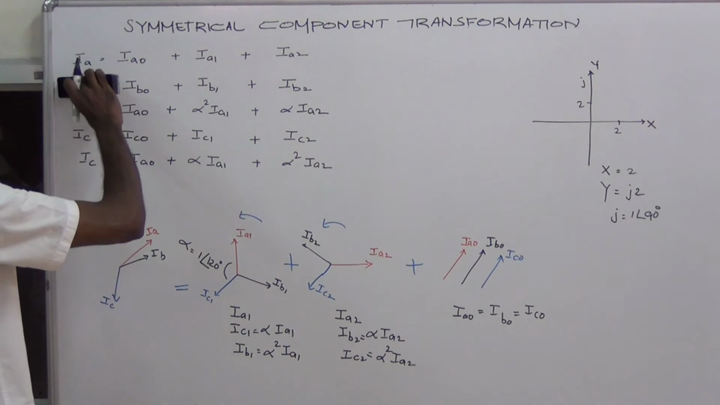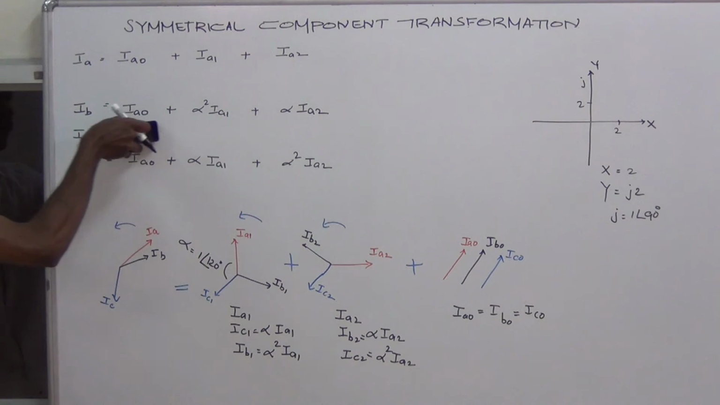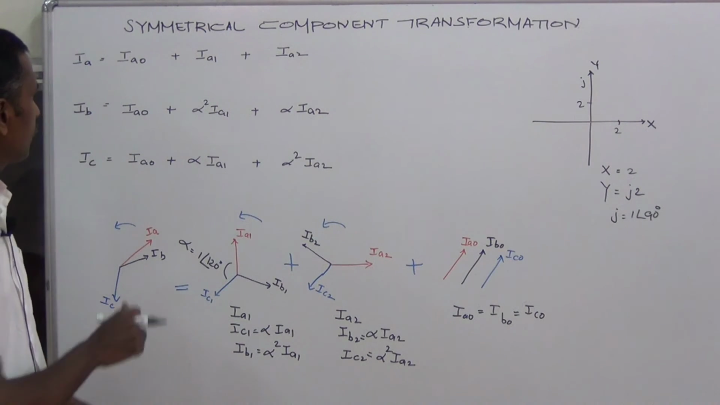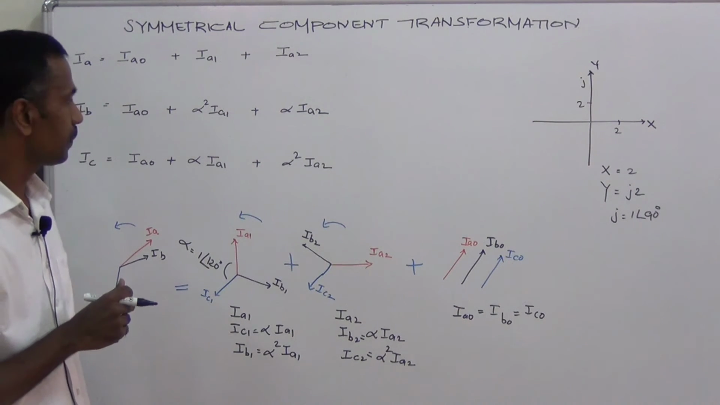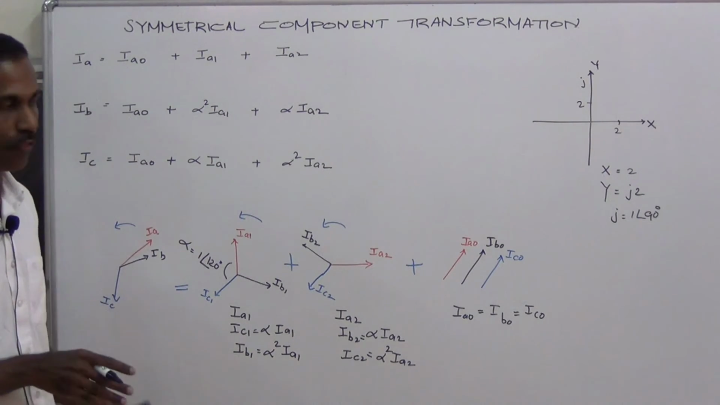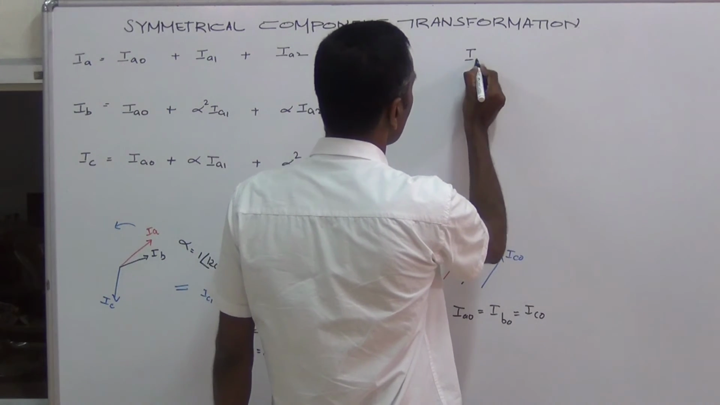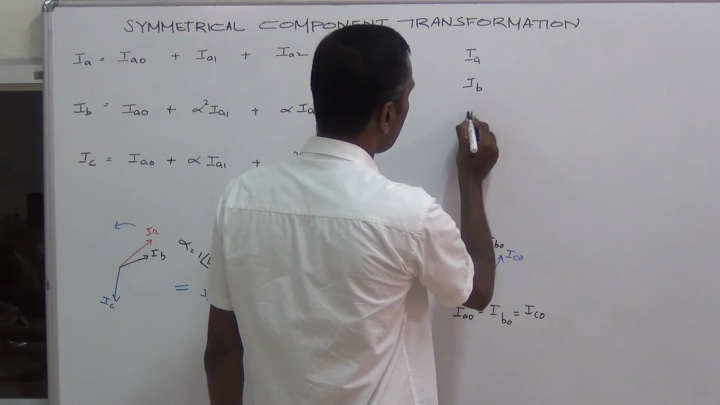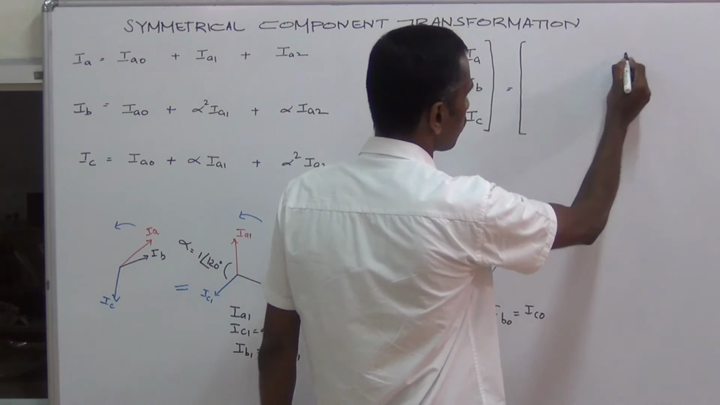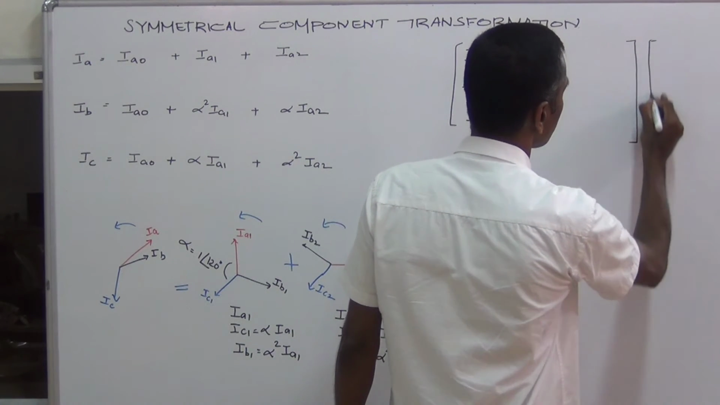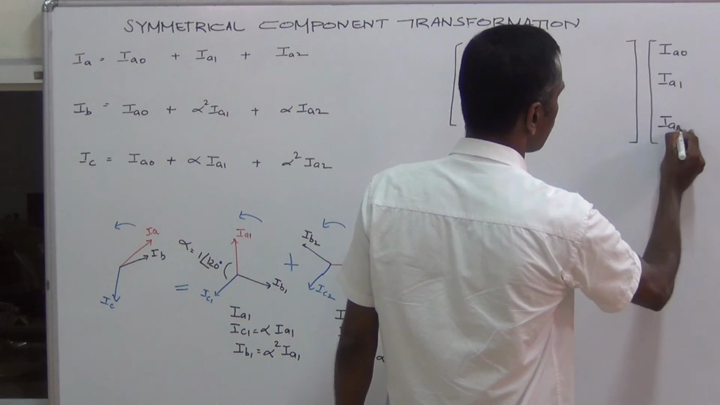So these are the three equations in terms of positive sequence, zero sequence and negative sequence. So these are the phase currents in terms of sequence currents. Let us write these three equations in the matrix form. IA, IB and IC is equal to IA0, IA1, IA2.